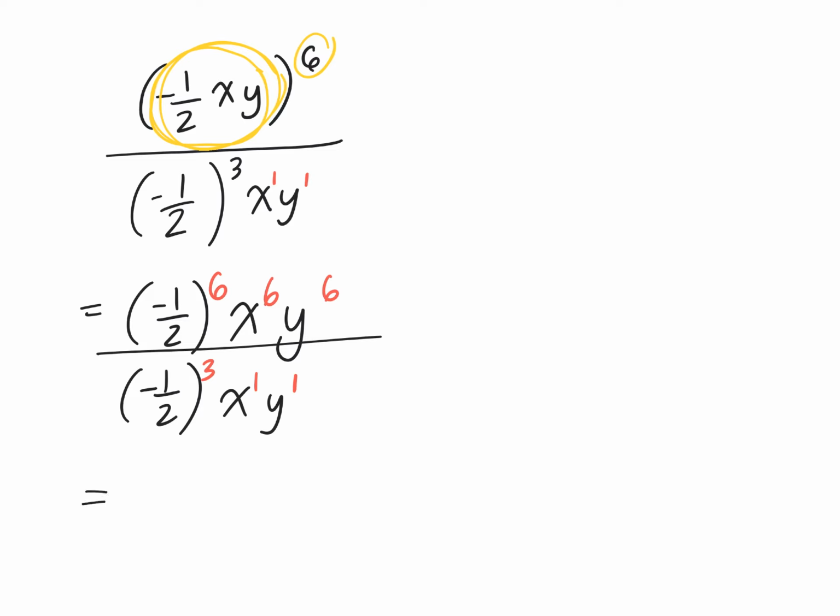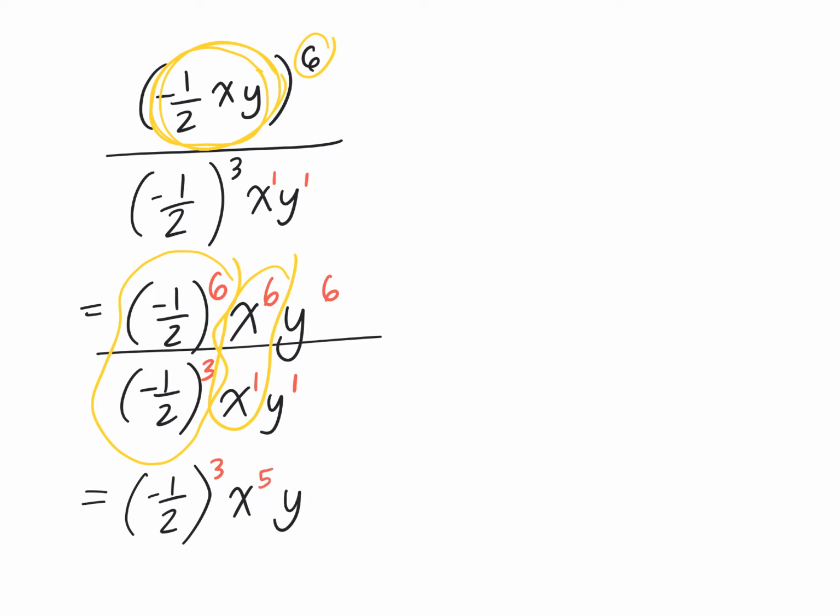Do you have powers with the same base? Divide them. These have the same base, right? What's the simpler way of saying negative 1 over 2 to the power of 6 divided by negative 1 over 2 to the power of 3? Negative 1 over 2 to the power of, it's division, 3. Good. And then I have x. I'm dividing. What do I do with the exponents? Subtract. 6 take away 1. And then y. 6 take away 1. Same thing. 5. That's it.